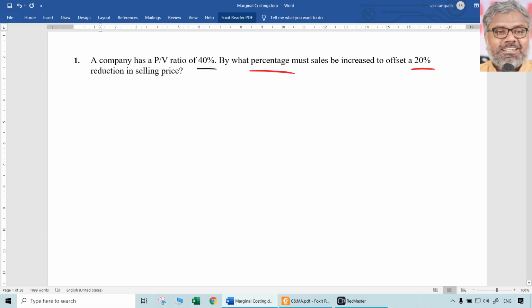PV ratio of a particular company is 40%, and the question is by what percentage must the sales be increased to offset a 20% reduction in selling price. So the existing scenario says there is a PV ratio of 40% and there could be a reduction in selling price of 20% later, and the question is about how much the sales must be increased. Naturally, you have to understand that sales have to be changed by what overall percentage when there is a reduction in the selling price by 20%.